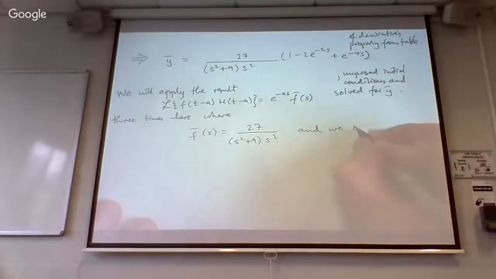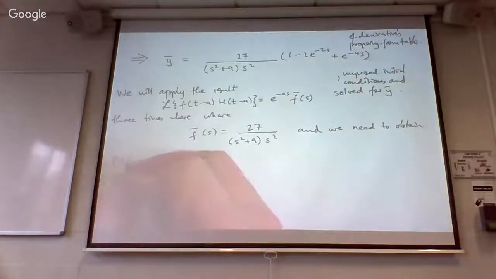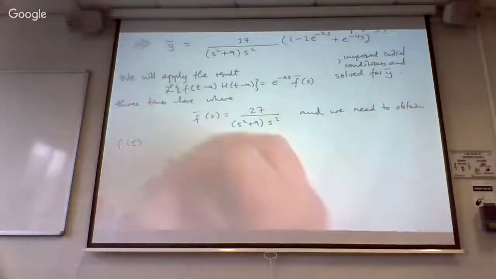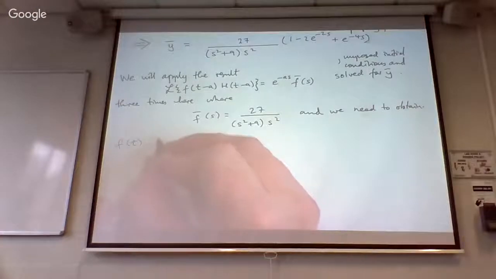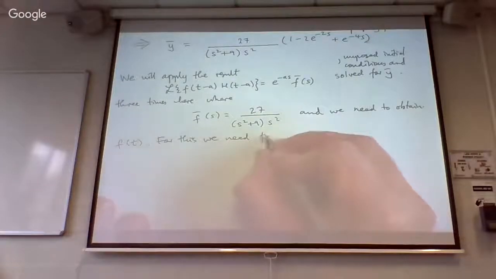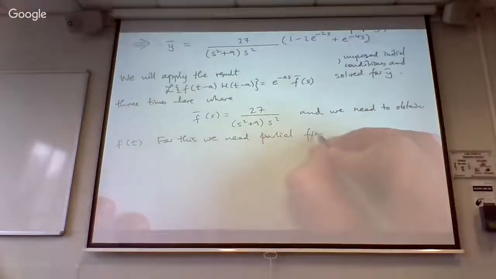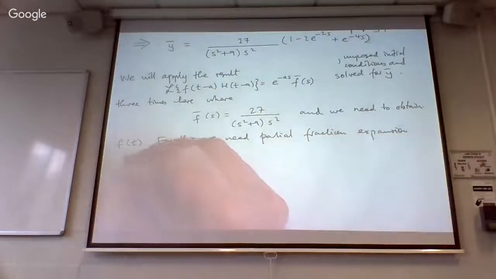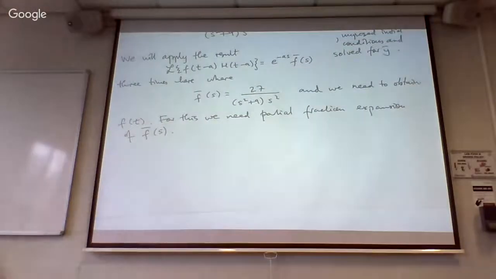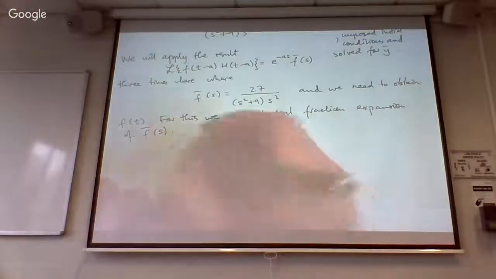We need to obtain f of t. Need to know what f of t is because we're going to have to apply it several times here to take the inverse transform of that. For this, we need partial fraction expansion. So we need a partial fraction expansion of f bar of s.